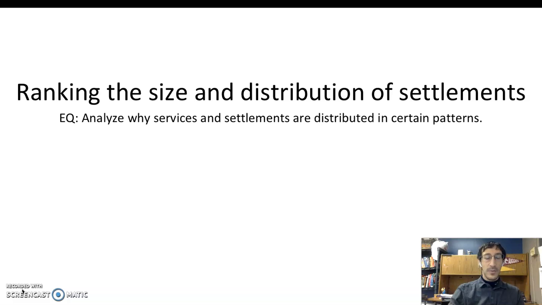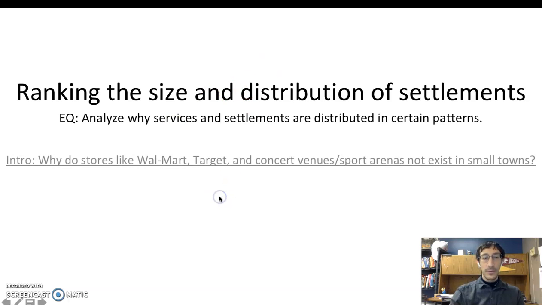So the essential question we want to understand is: analyze why services and settlements are distributed into certain patterns. That's a key idea going forward here. Again, we're revisiting past concepts. Why do stores like Target, Walmart, and concert venues not exist in small towns? Again, it's based on the idea of threshold and range within the central place theory.